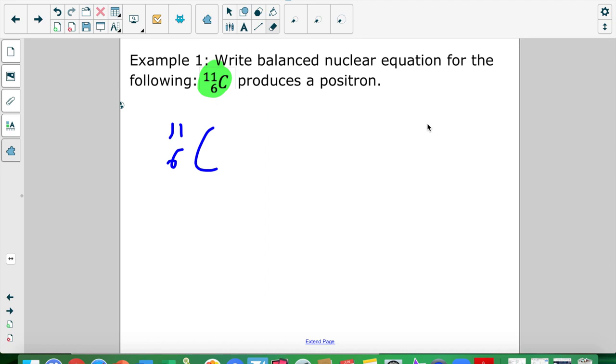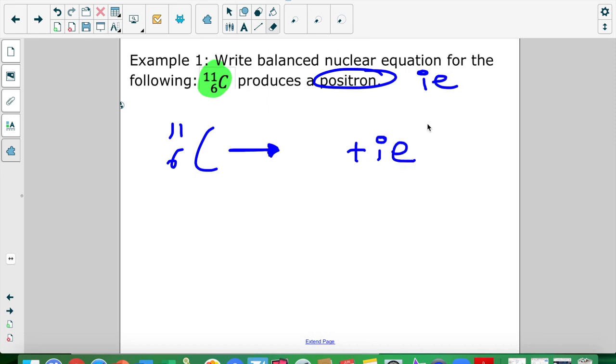And now it's saying that the carbon-11 is going to undergo positron emission. So remember, a positron is a positive electron that looks like this, okay? So what you do is you first write the carbon-11, then you draw an arrow, and then you have the positron here. So you write a plus sign, and then the positron, 0, 1, E.